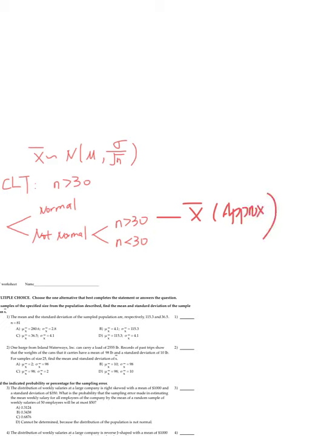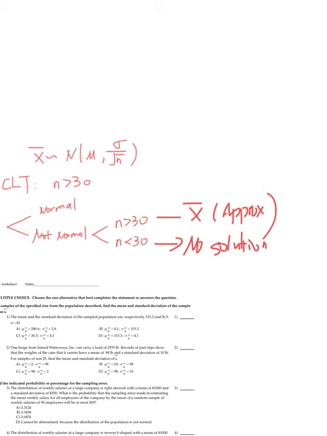If the sample size is less than 30 and our population distribution is not normal, we cannot solve the problem. We don't have enough information, so there is no solution for this kind of question. We don't have enough information to find the distribution for X bar.